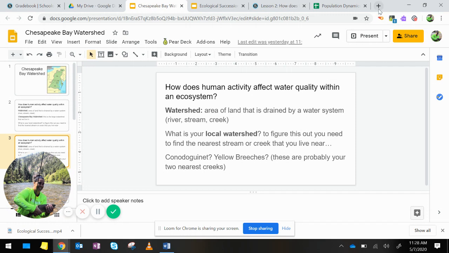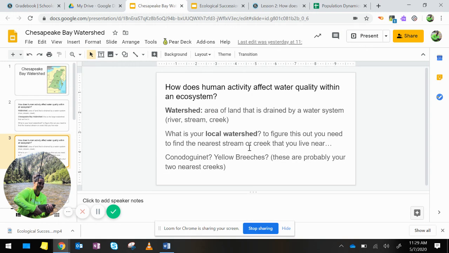So if I would go on to, let's say, Google Maps, and I would put in my address, I am looking for what is my nearest stream or creek. And for some of you, it might even be something smaller than the Connedaguinet or the Yellow Breeches. You might be near Trindle Run; there are smaller tributaries that go into these creeks. But most of you will either be near the Connedaguinet or the Yellow Breeches. These are probably your nearest two creeks. So your local watershed is your nearest stream or creek.